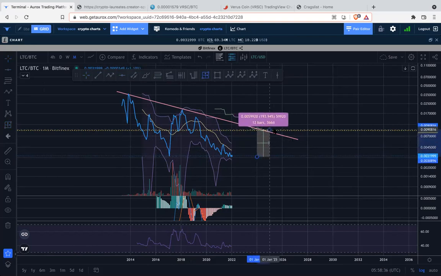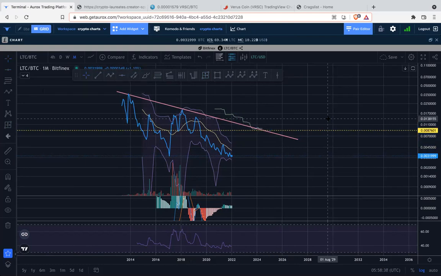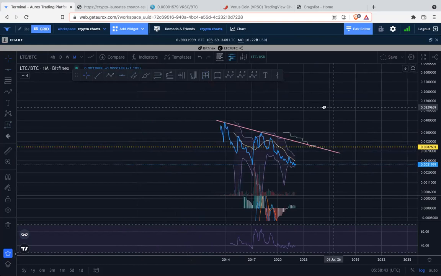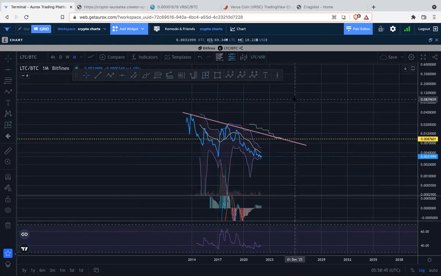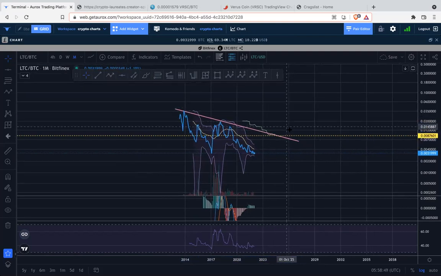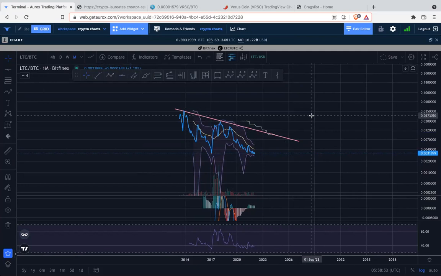Yeah, why not? Let's see a potential 200% move on Litecoin. Why not? I don't see why not. That's against BTC, by the way. These are all BTC price charts. That's why it's a bit different than the USD price charts, but it's more fun this way for me. Okay, so that's Litecoin, something to pay attention to through 2022.